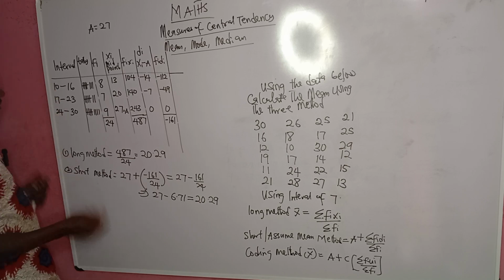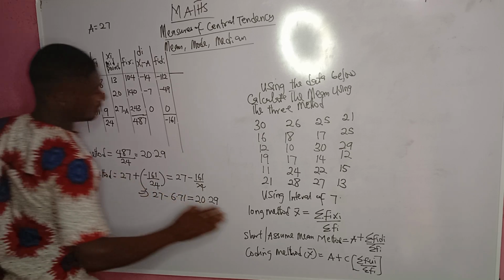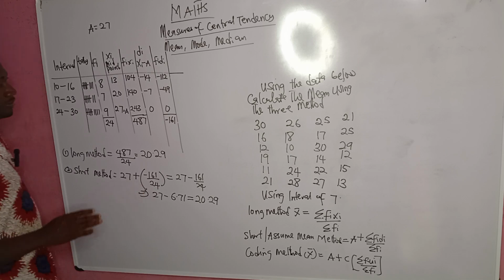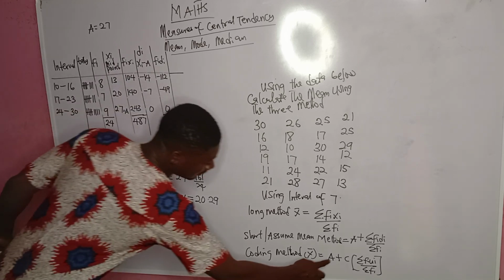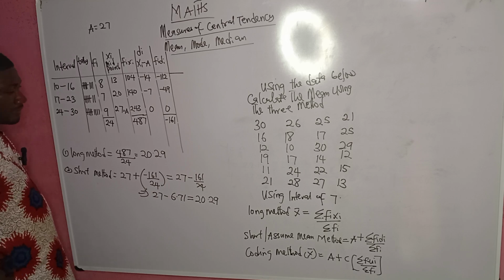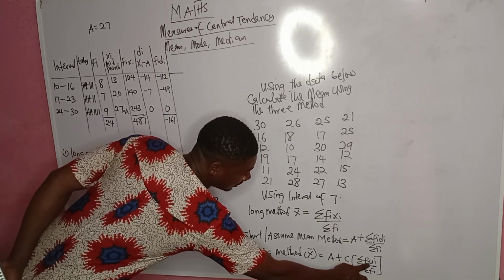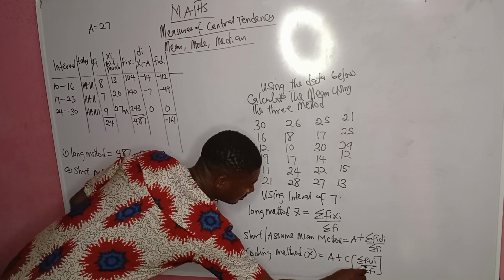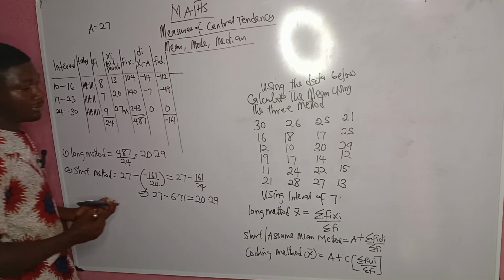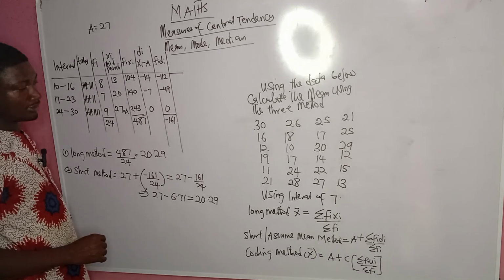24 minus 17, 7. 30 minus 23, 7. 23 minus 16, 7. So that is better, you pick it from here. Okay? So we now know our A is 27, C is 7. Then the inside bracket we have summation Fi and Ui.